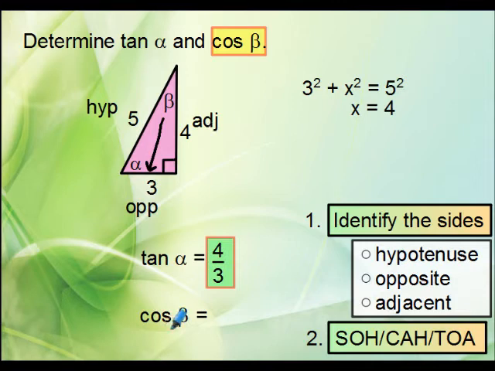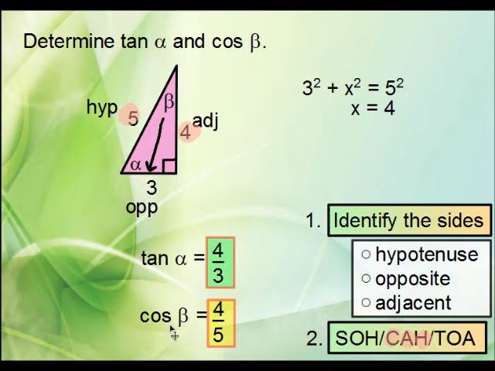Now for the cosine. Well, the cosine is supposed to be right here. That's why we have SOHCAHTOA. Adjacent over hypotenuse. The adjacent side here is 4. The hypotenuse is 5. So therefore, 4/5.